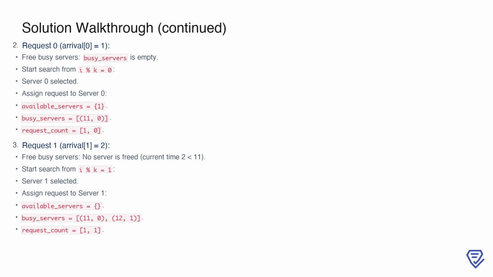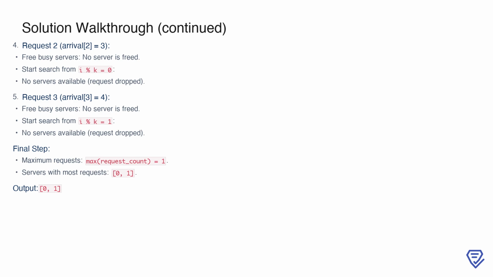When the second request arrives at time 2, no servers are freed since the current time is less than the next available time in the busy_servers heap. The search begins from index i%k equals 1, and server 1 is available and selected. Server 1 is marked as busy until time 12, and the busy_servers heap now tracks both servers' busy times. The available_servers set becomes empty, and request_count shows that both servers have each handled 1 request.